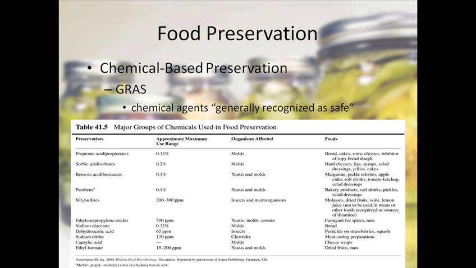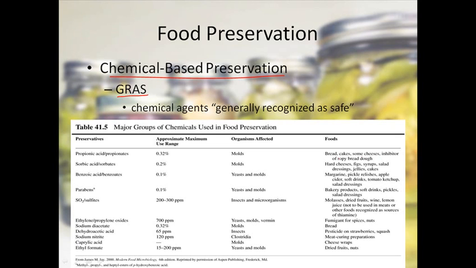Here are the different chemical based preservations. We have talked about chemical based preservation. If we want to use chemicals to prevent spoilage of food, we need to use those chemicals which are generally recognized as safe. In this type of food, these are the adequate food preservatives which are used and recognized as safe. These are benzoic acid. We can use sorbic acid. We can use propionic acid. We can use propionic acid for different breads, cakes, some cheeses, and all this.